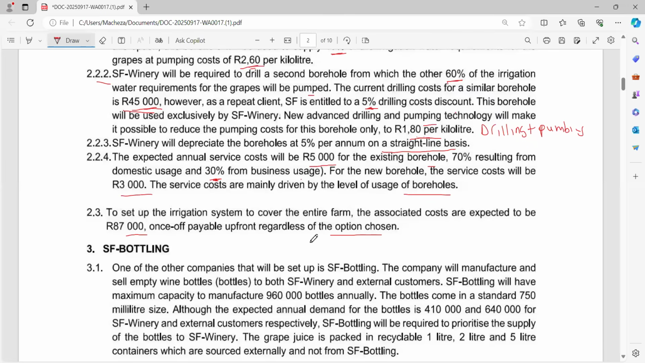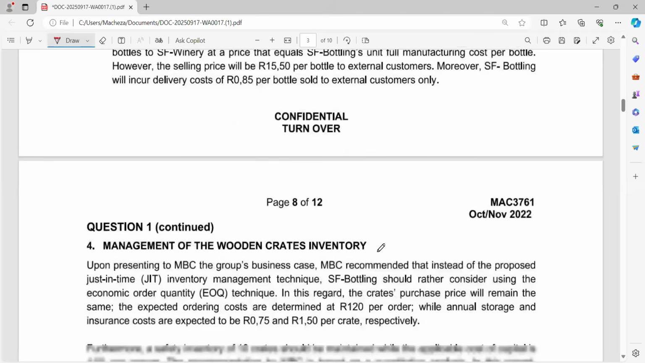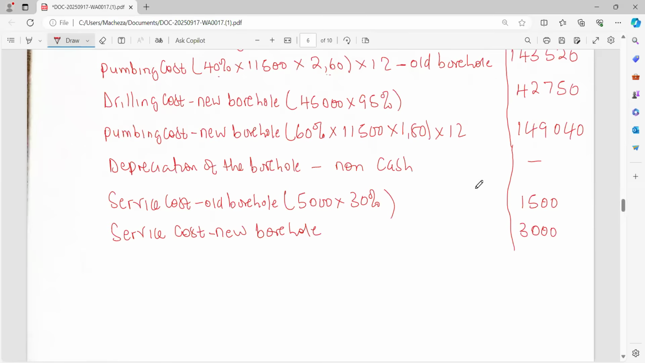No. The 87,000, because whichever method that you are going to use, it means this setting up is there. So it's not going to be relevant in our bore costing. So the setting up is not relevant because you are going to meet it regardless of which option you take. So that's how you answer your questions, especially when it is a relevant costing. Relevant costing is very easy. Just understand what you are doing.